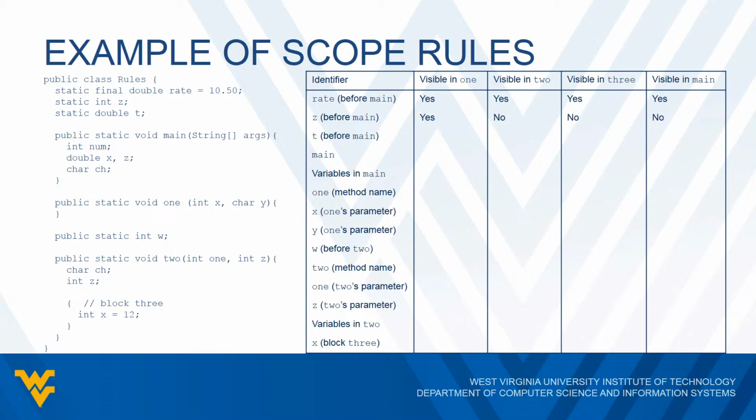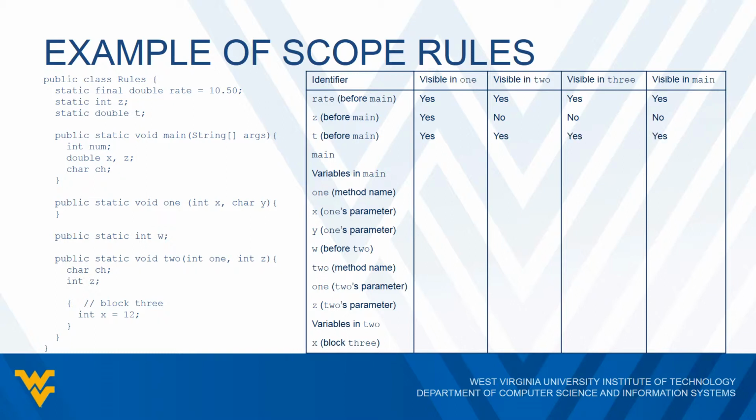Okay, so what about our static int z? Well, it's going to be visible in 1 because it's a static identifier, and we don't have z declared in 1. So we're good there, but everything else we can't use it in, because if we look at method 2, we already have a z declared there. So our original z can't be accessed in there. And if it's not visible in 2, then it's certainly not visible in 3 because once again, z is already declared in there. Same thing goes with main. We have a double z already declared, so we can't use our static int z in main.